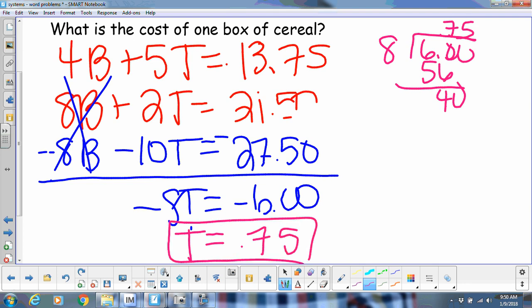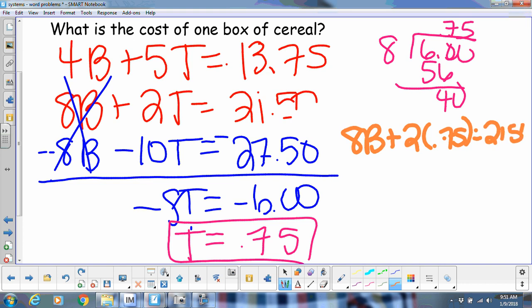What did it ask for? The cost of cereal? Okay. So now, for this problem, what I'm going to do real quick, I'm going to use the bottom equation. I know the numbers are bigger, but the number that I'm multiplying 75 cents by is smaller. Does that make sense? Okay. So I'm just going to use that. It doesn't matter to me which one you choose. Okay, so 8B plus 2 times 75 cents equals 21.50. All right, what's 75 cents times 2? $1.50.